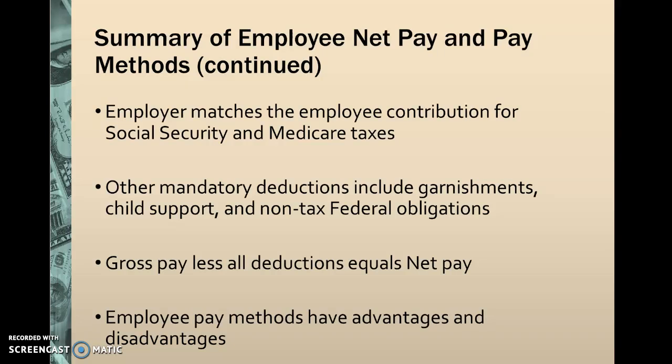Employers must match the employee's contribution for Social Security and Medicare taxes, so it's nice to make sure there's security there. Some other mandatory deductions include garnishments, child support, and non-tax federal obligations. Remember, it's gross pay less deductions equals the net pay for the employee. All right, so if you do have any questions in regards to Chapter 4 on the PowerPoint presentation, please let me know. I will be reviewing upcoming videos on the Chapter 4A exercises. If you do have any questions, please reach out to myself.